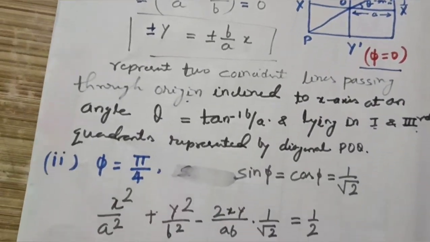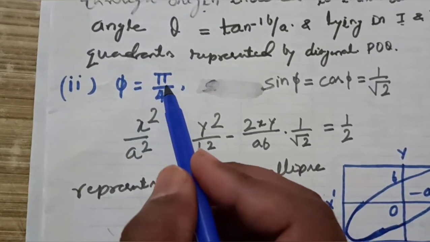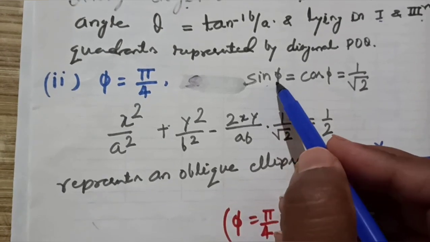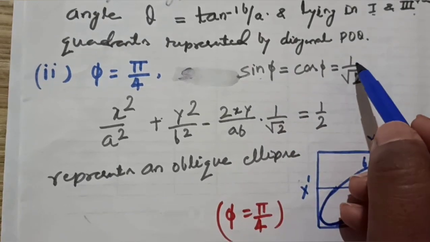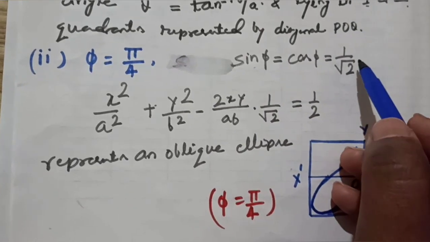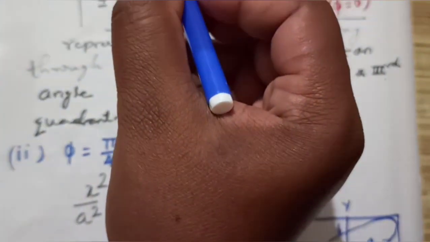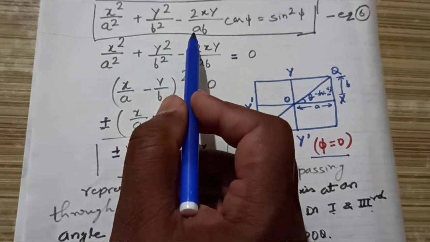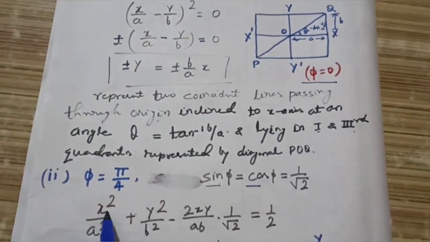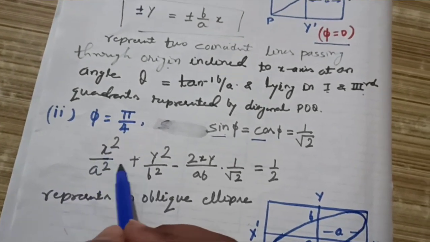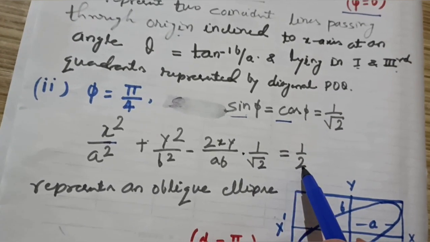For the next case, we shall proceed to phi is pi by 4. The relative phase between the two waves is pi by 4. So sin phi and cos phi at 45 degrees have values 1 upon root 2. In this equation, we will substitute the values of sin phi and cos phi in the earlier equation 6. So we have obtained x square upon a square plus y square upon b square minus 2xy times 1 upon root 2 is equal to 1 upon 2.